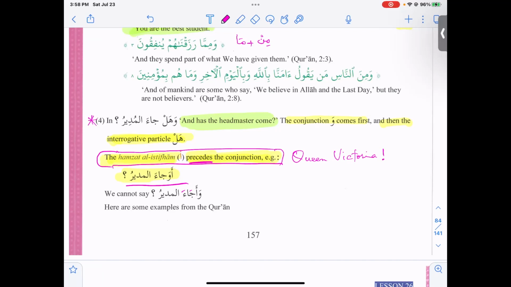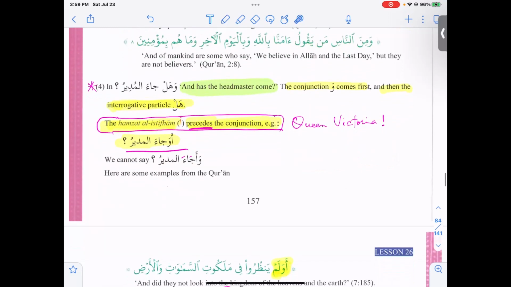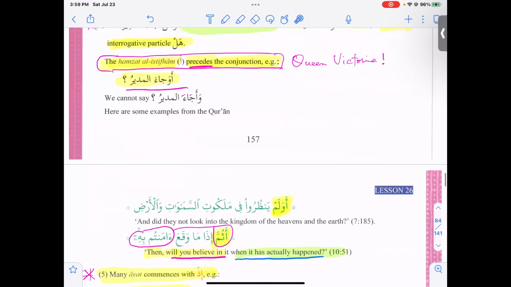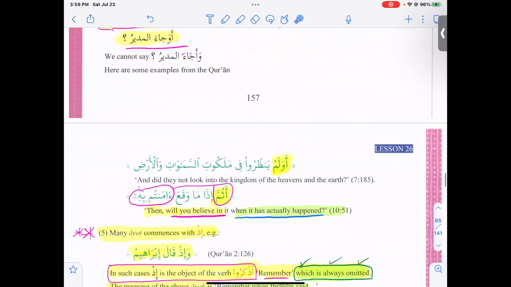Why? I used to say in the class, because this hamza of istifham behaves like Queen Victoria. Nobody can come in front of her. Everybody has to follow her, Queen Victoria. We are all familiar with English history. Now, here are the examples from the Quran. Beautiful examples from the Quran.